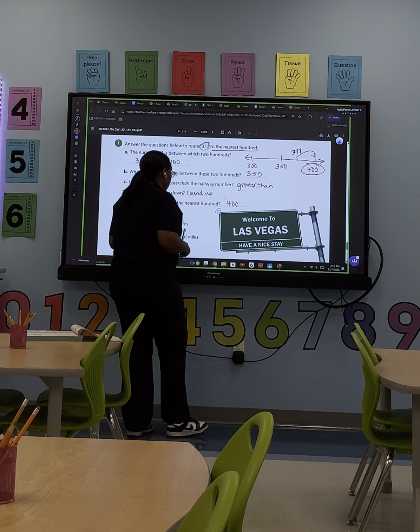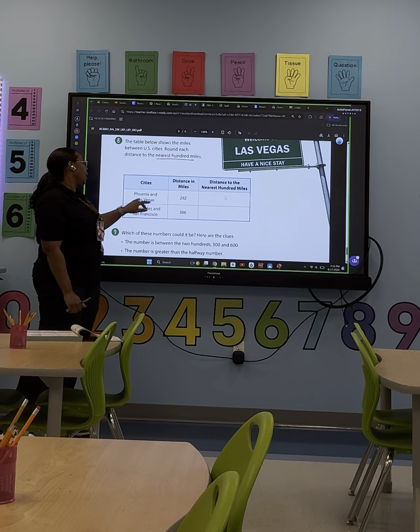Okay, looking at number 8. Number 8 says the table below shows the miles between U.S. cities. Round each distance to the nearest 100 miles. Okay, so we have some cities, we have the distance in miles, and we have the distance to the nearest 100 miles. So that is telling us we are going to be rounding to the nearest 100, which is what they told us in our directions.